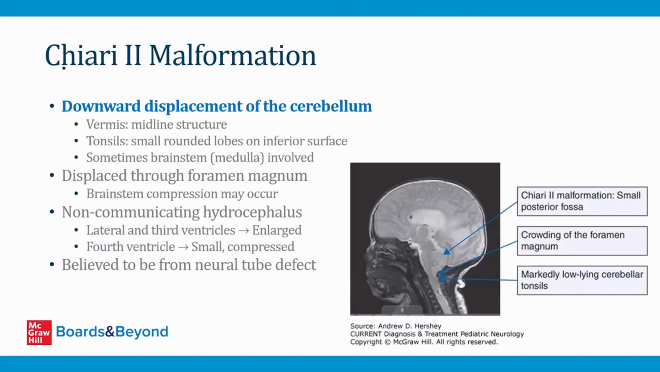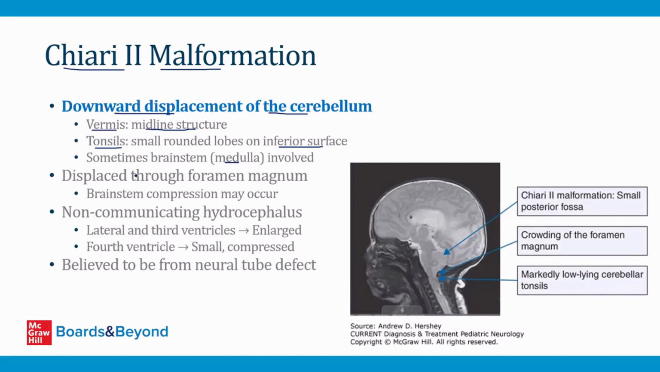Okay, next let's talk about a Chiari-2 malformation, which is another cause of non-communicating hydrocephalus. So this is a congenital malformation of the central nervous system, and it results in downward displacement of the cerebellum. In particular, the structures that usually displace downward are the cerebellar vermis and tonsils. So the vermis is a midline structure in the cerebellum that I talk about a lot in the video on the cerebellum, and the tonsils are small rounded lobes on the inferior surface of the cerebellum. Sometimes the brainstem, the medulla, is also involved.